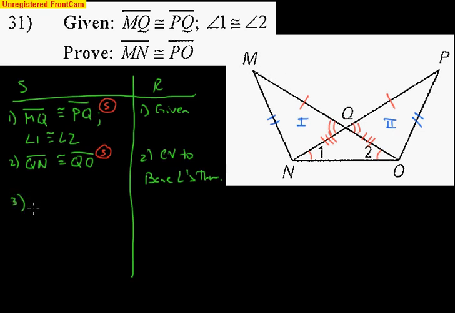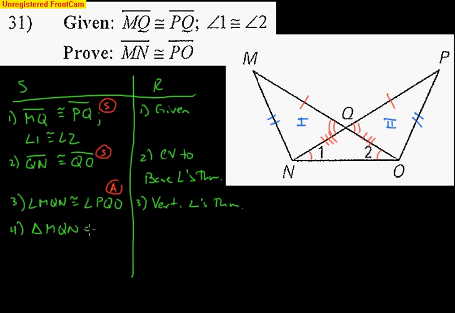So that means that angle MQN is congruent to angle PQO by the vertical angles theorem. So this is a pair of angles. And now look at my two triangles: side, angle, side; side, angle, side. I have proven those two triangles congruent. So we'll just use the correspondence above. Triangle MQN is congruent to triangle PQO. And again, that's by side, angle, side.